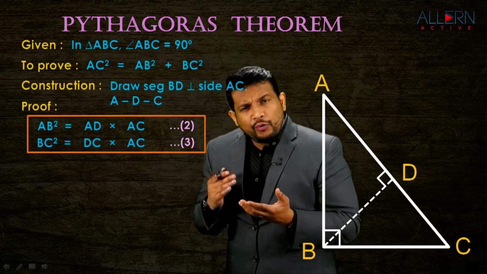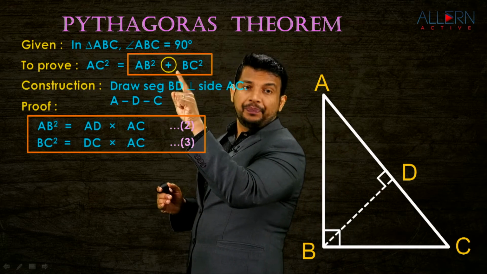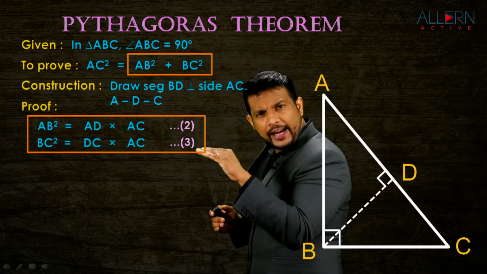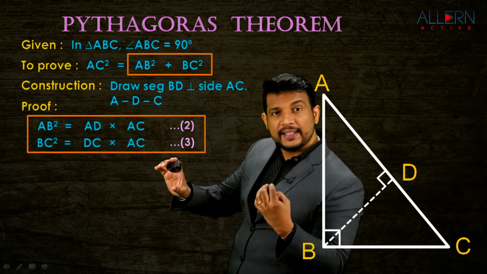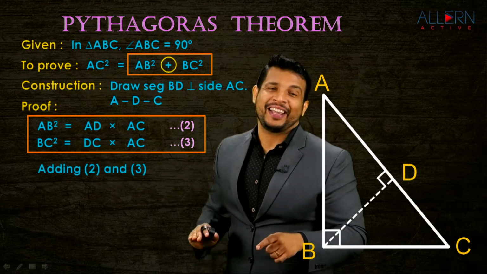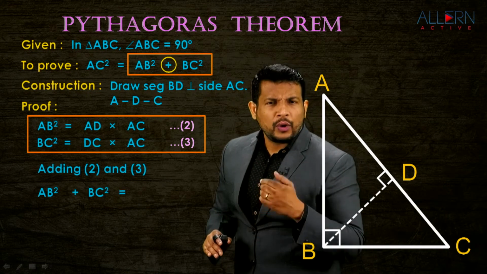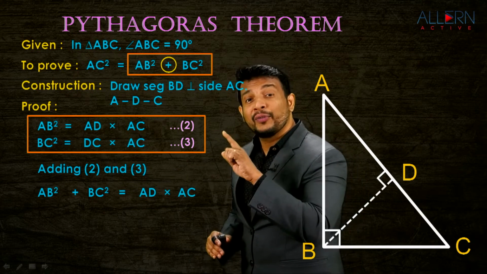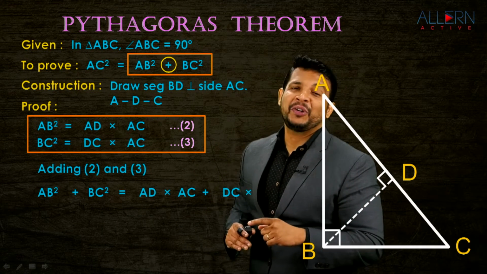But what are we supposed to do with AB square and BC square? We are supposed to add them. That means we have to add result number 2 and result number 3. When we are adding two results, we are adding the left hand sides and adding the right hand sides. Now let's do that. So what do we get? AB square plus BC square on the left hand side. The reason is adding 2 and 3. Equal to, now the right hand side. What is that? AD into AC, the right hand side of result number 2, plus the right hand side of result number 3, that is DC into AC.